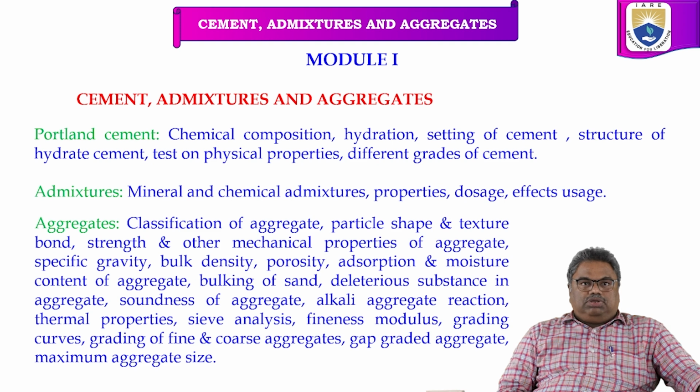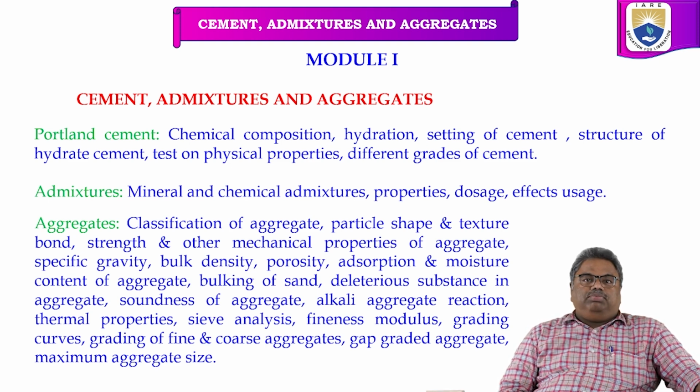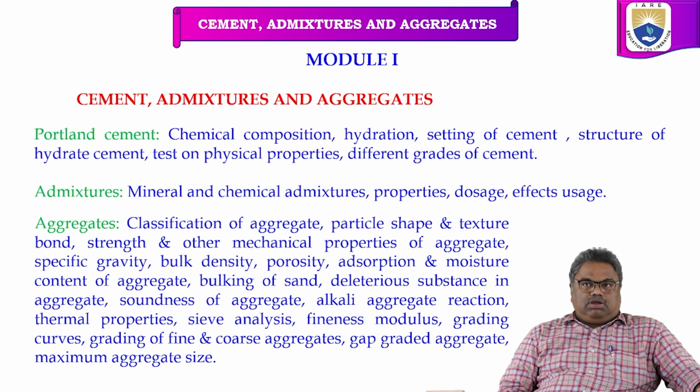So let's come to the admixtures. In the admixtures, we'll discuss the mineral admixtures and the chemical admixtures, which we generally use to produce concrete, and the different properties of mineral admixtures and chemical admixtures. Also the doses, how much dose we need to use in concrete, and what the effects are. If you are using mineral admixtures or chemical admixtures, what are the different effects in the concrete? Those things we'll discuss.